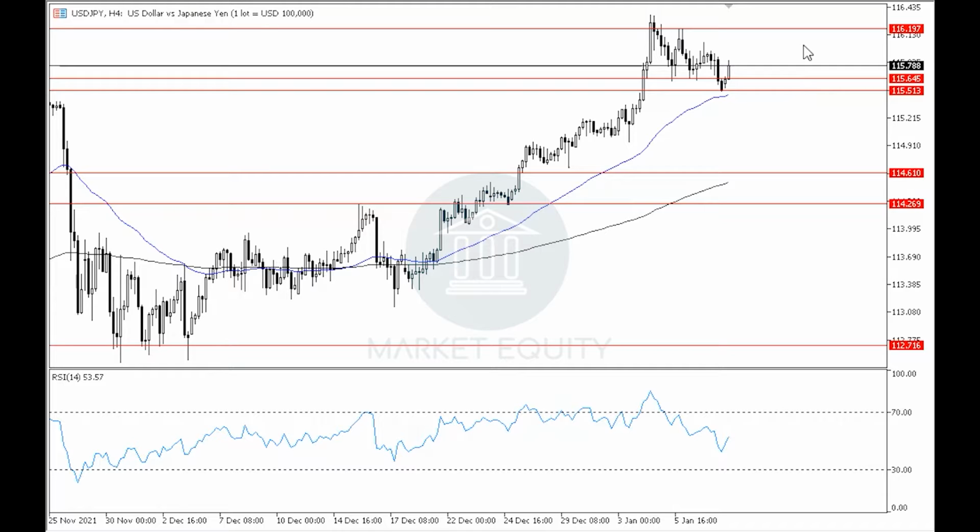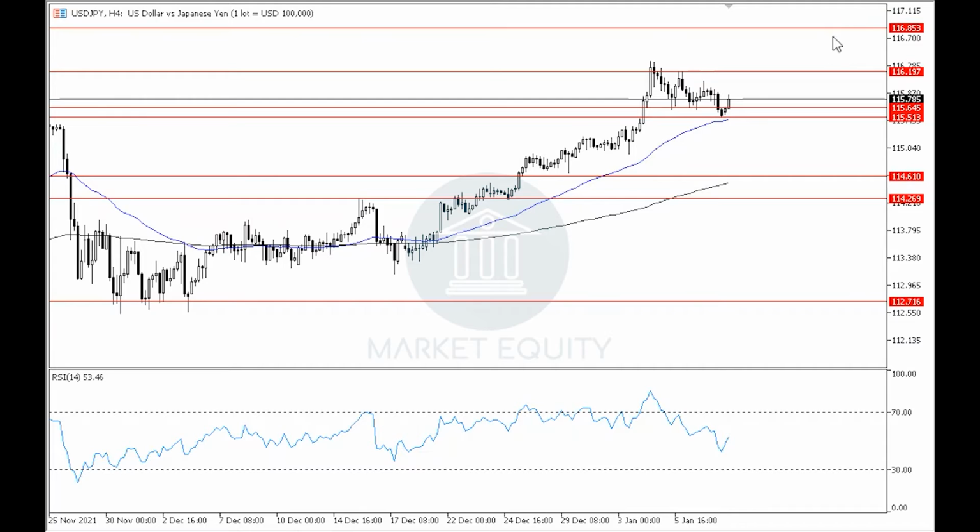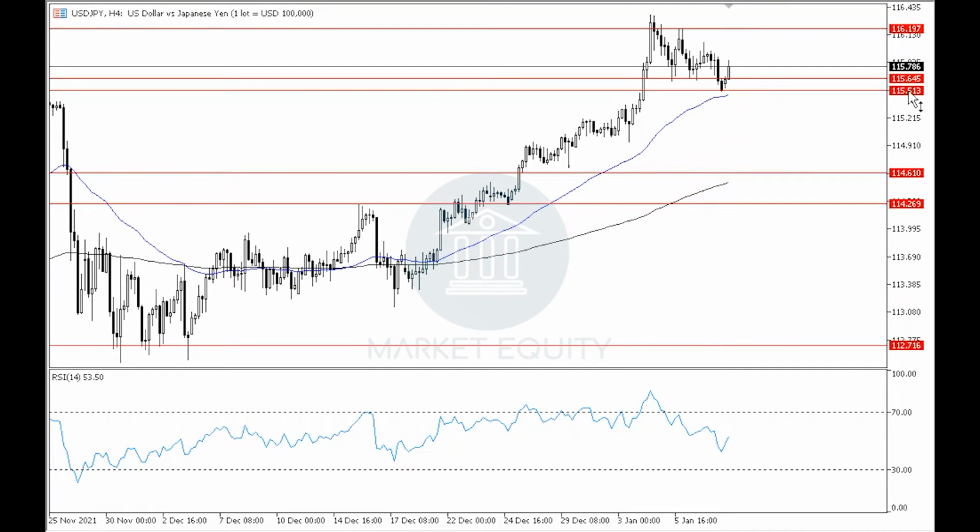Recently, we can see that the pair has broken down through level 115.65 and instead reached around level 115.50 and rebounded upwards off of it after failing to hold below level 115.65, which supports the continuity of the uptrend and the targeting of around level 116.20, then around level 116.85 as primary targets in the uptrend.